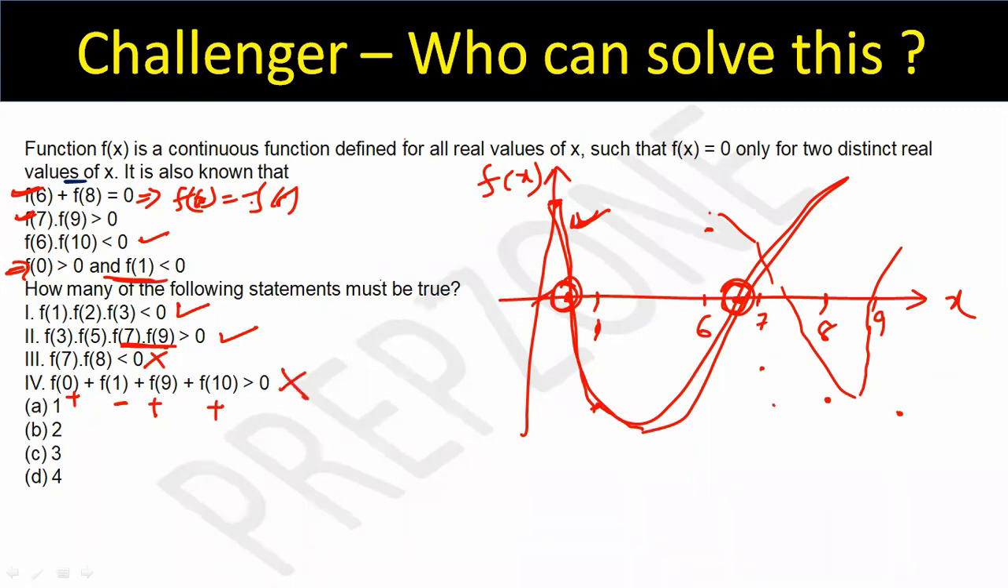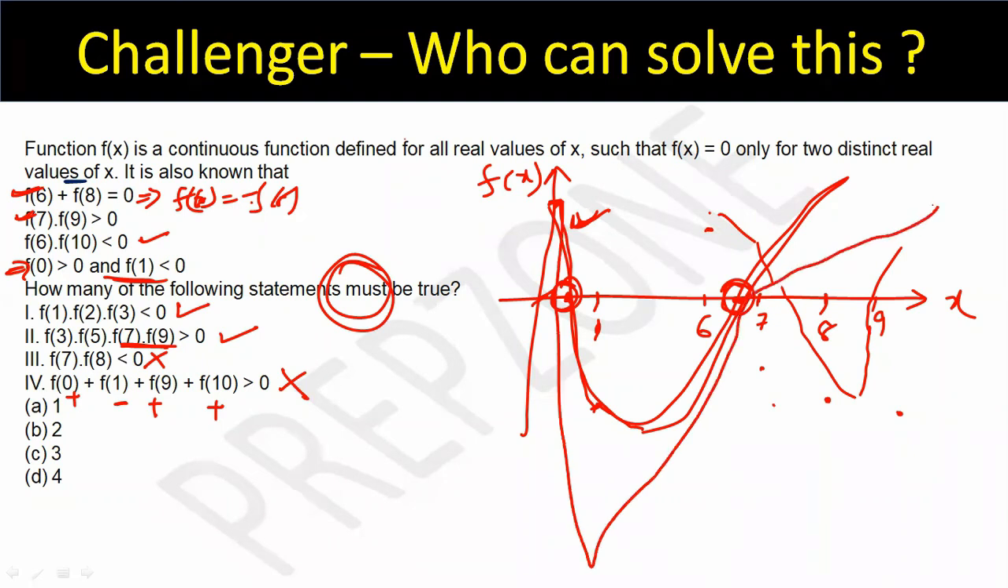I cannot definitely say that this is greater than 0. Why? Because it might happen that the value at f of 1 became very negative, right? This case can happen, that the graph is formed in this type of manner. That is also a possible graph. The magnitude of the values at 9 plus 10 plus 0 is not that large, and this can still go less than 0 because I do not know about the magnitude here. So the last statement can be true, cannot be true. The question asks how many are definitely true? So only 2 statements are correct.